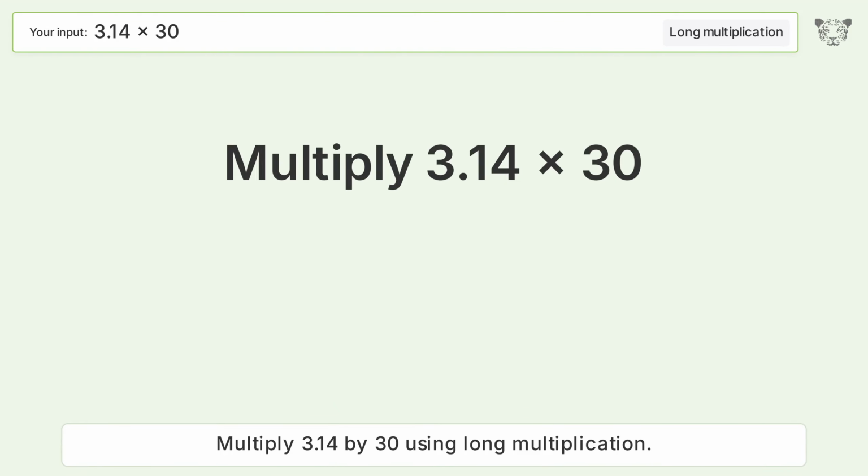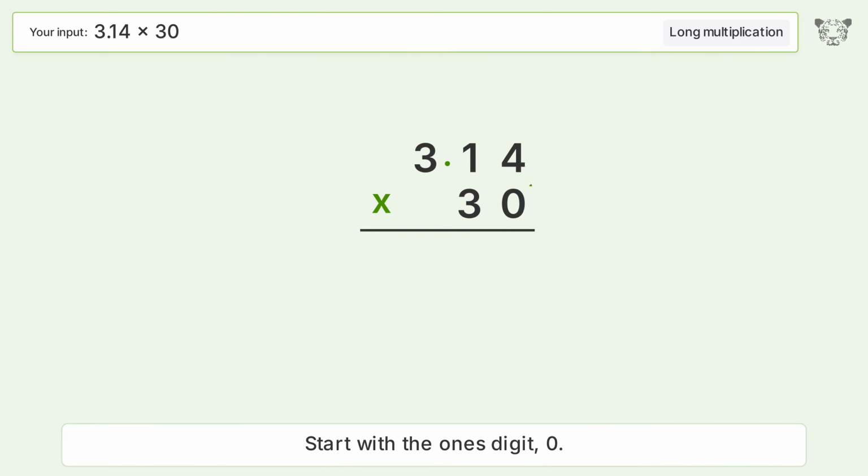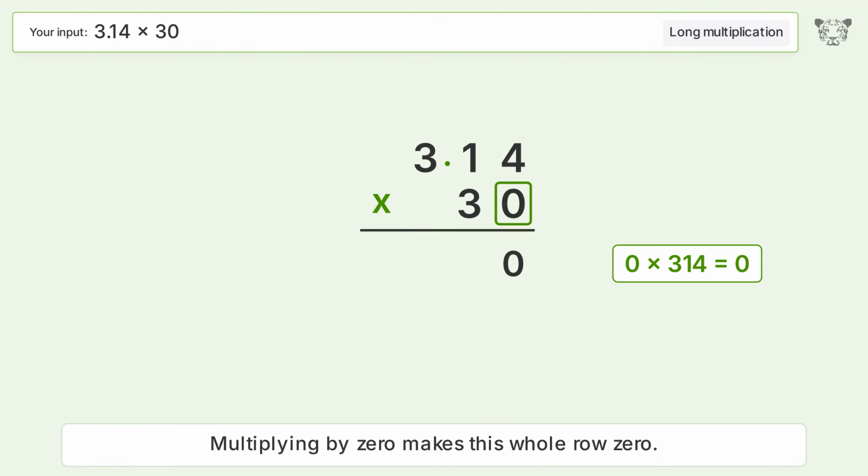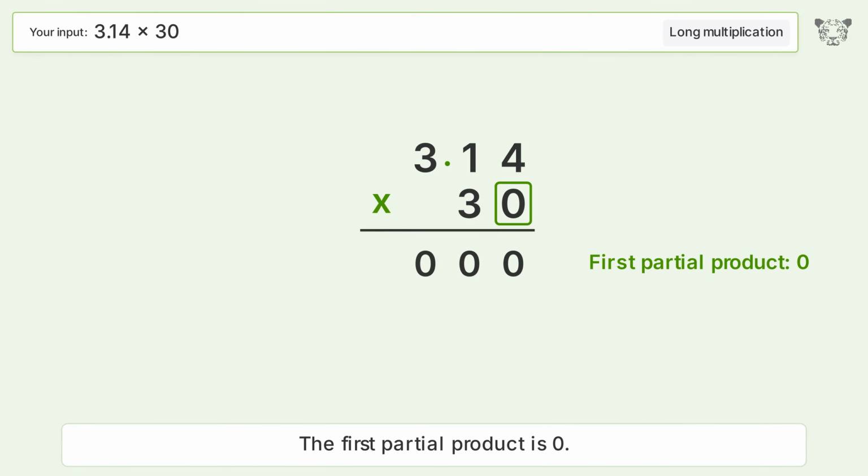Multiply 3.14 by 30 using long multiplication. Start with the ones digit, 0. Multiplying by 0 makes this whole row 0. The first partial product is 0.